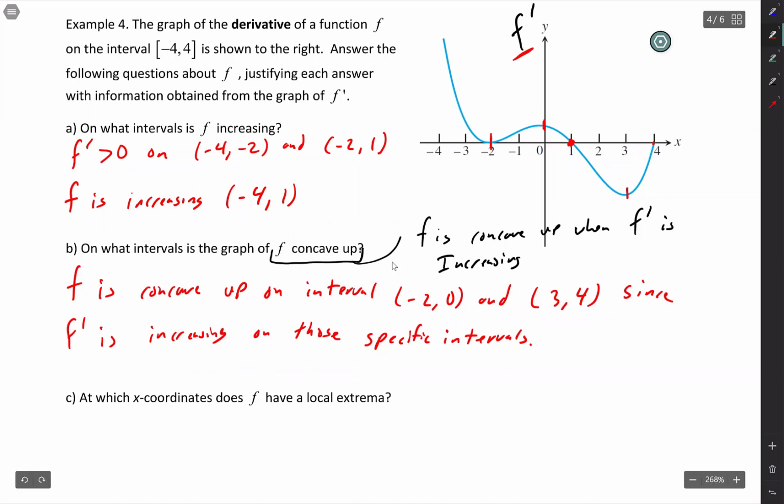What graph is this? F prime. So wherever you cross the x-axis, you're changing signs. F prime is positive above the x-axis. F prime is negative below the x-axis.